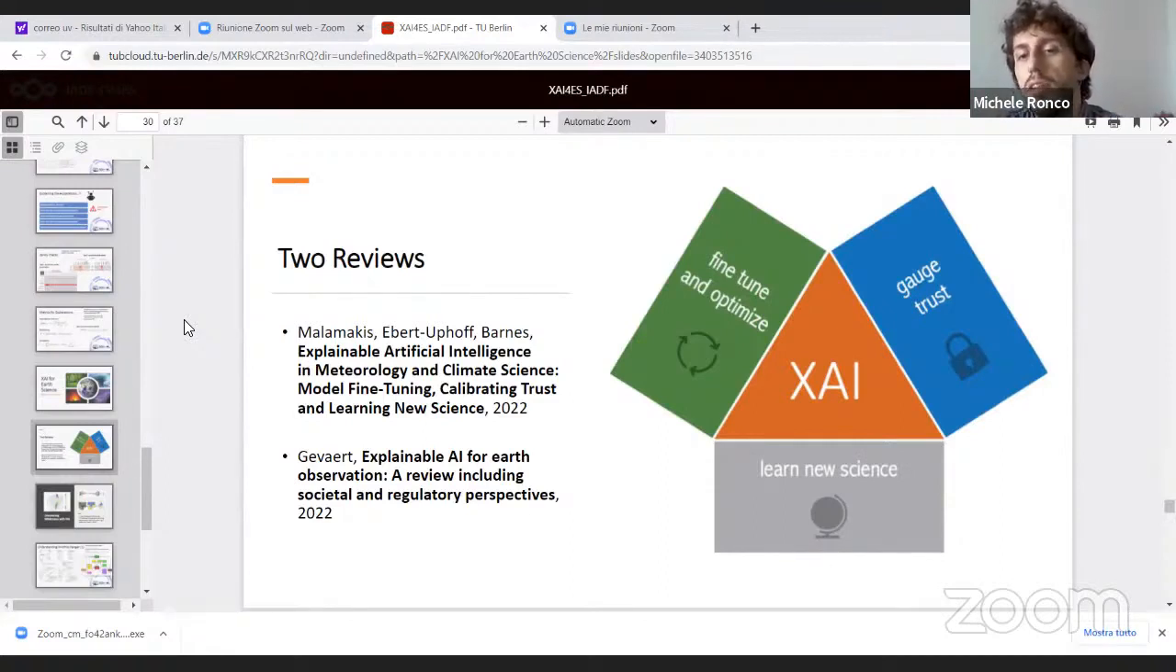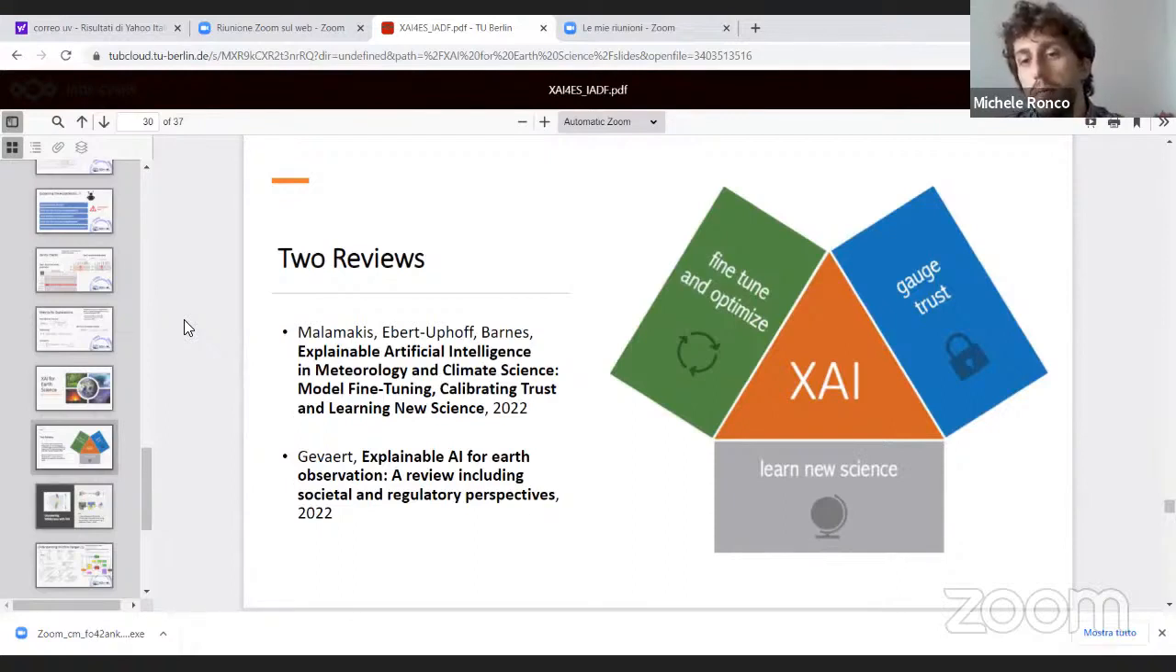So one, the green one, fine-tune and optimize, I think has been extensively used already and explored with successful results. As I was saying at the beginning of the talk, we can use explainable AI to find biases in the problem, in the model, and in the data, and so forth. And so fine-tune our model, change the data, and improve our solution. The other one is to obtain trust. And this is very important as well, but of course there is always this limitation of finding confirmation of what we already know in the explanations themselves. But for sure, in some applications, for instance medical applications, it is relevant to use explainability to obtain some more trust in the model.